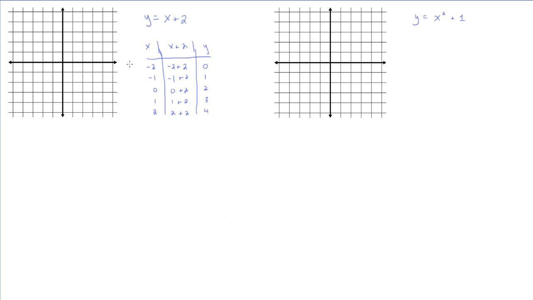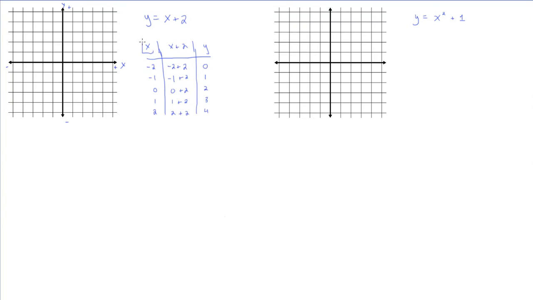So we're going to start, remember, this is our x-axis. This is our y-axis. And then on this side, we have positive numbers, positive integers, and on this side, we have negative. Up here is positive, and down here is negative, right? You think up and down. We're going to start at -2, 0, right?